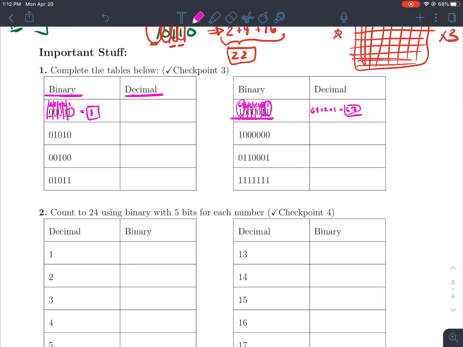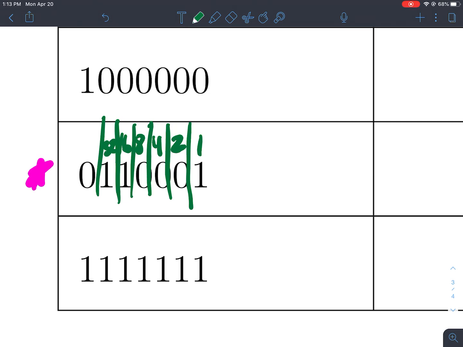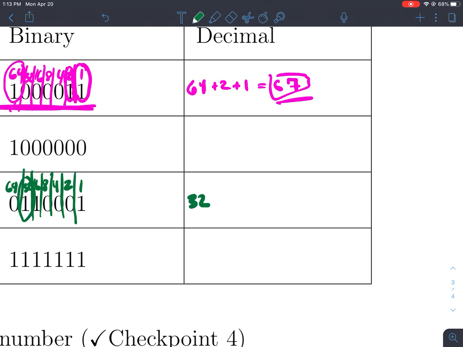Okay, so I think the one that might be fun to review, maybe this one right here, because it looks like the most complicated. So in our ones place, we've got 1 one. This is the twos place. We have 0 2s. We've got 0 4s. We've got 0 8s. We've got 1 16. We've got 1 32. And we have 0 64s. All right, so putting that all together, we've got 1 32. So we'll write 32 here. We've got 1 16. And we've got 1 one. So if we add those all up, we get 49.